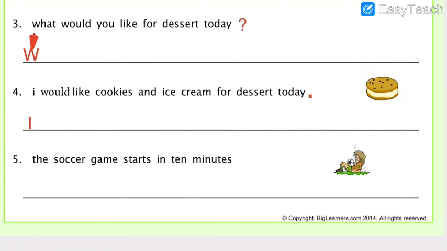So similarly, I am going to send you the worksheet in your WhatsApp group. Try to solve the remaining sentences on your own and send the work to your follow-up teachers.